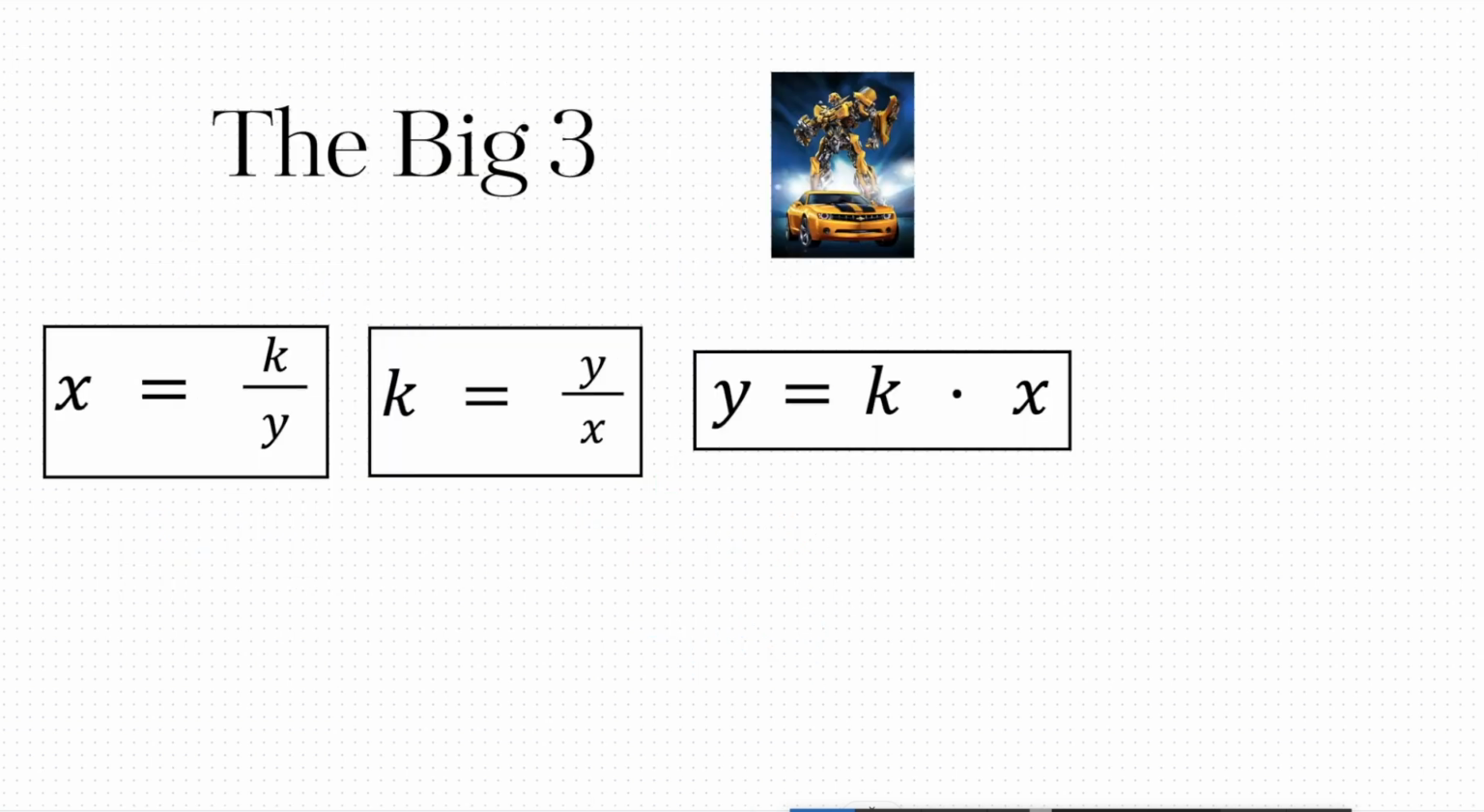So here's the big three. This is what you need to know probably for the next test or quiz. All three of these equations are from the same equation, y equals k times x. But what we did is we transformed this to create this equation and also this equation. And by knowing that, you can solve for y, k, or x.